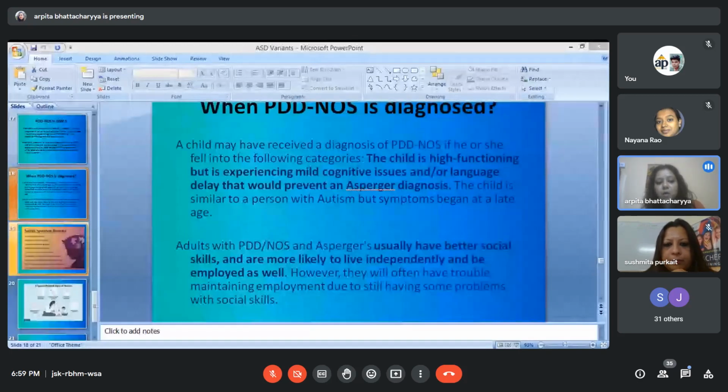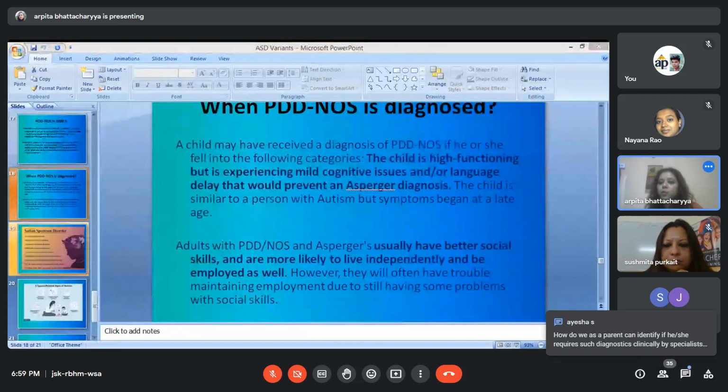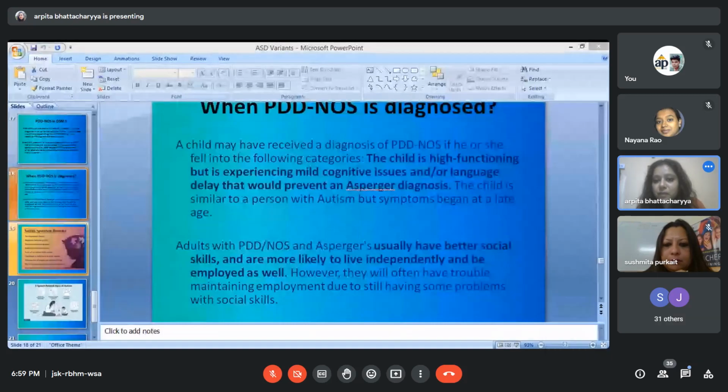Okay, now I'm coming to the question. When should one go for a child diagnostic test to check? Oh, I'm coming to it. I have a slide for that. And how can we as parents identify if he or she requires such diagnostics clinically by specialists? Do we all have a certain level of such disorder? No.